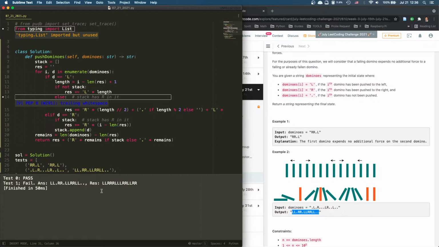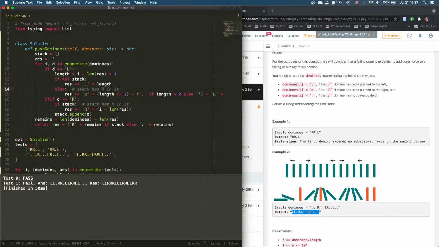Oh, that doesn't look right at all. L, L, R, R, L, L, R, R. I think we have an issue with too many R's in it. Okay, let's see. LL is right, and then we don't do this, and now we have an R. And then we just pushed R in it. And then we have an L in it. Then this one is not pushed in. Interesting.